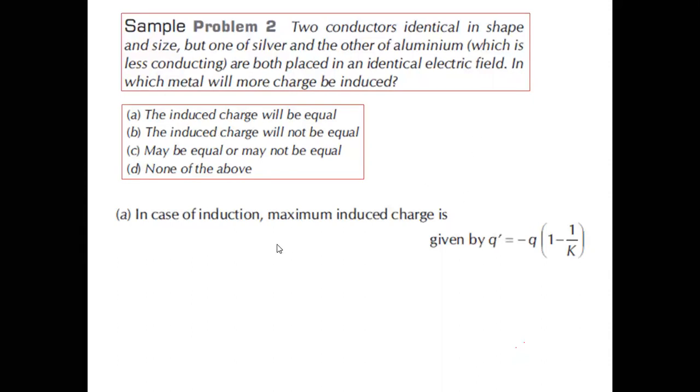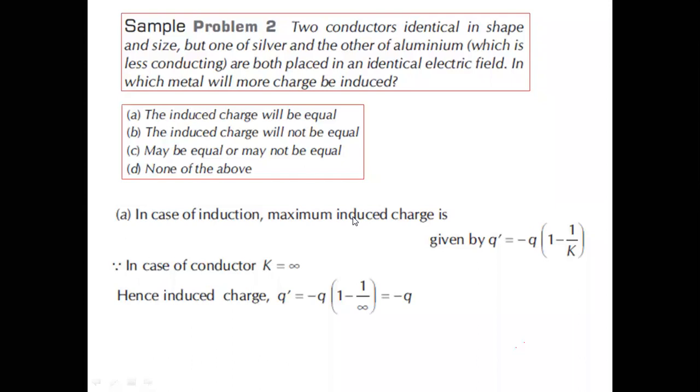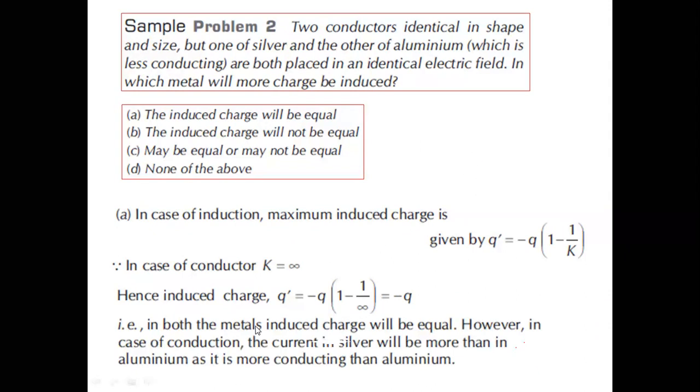We will address it. In case of induction, the maximum induced charge is given by Q dash equal to minus Q (1 minus 1 upon K). In case of conductors, both are conductors, whether silver or aluminium, the K value is infinity. Hence, induced charge is going to be 1 minus 1 upon infinity, hence Q dash equal to minus Q. So the induced charge will be equal in both the metals. However, in case of conduction, the current in silver will be more than in aluminium, as it is more conducting than aluminium.